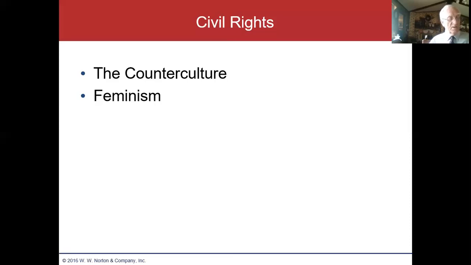The women's movement, if you remember going back to the late 19th and early 20th century, was mostly about getting the right to vote. That was women's suffrage. That was what it was all about.